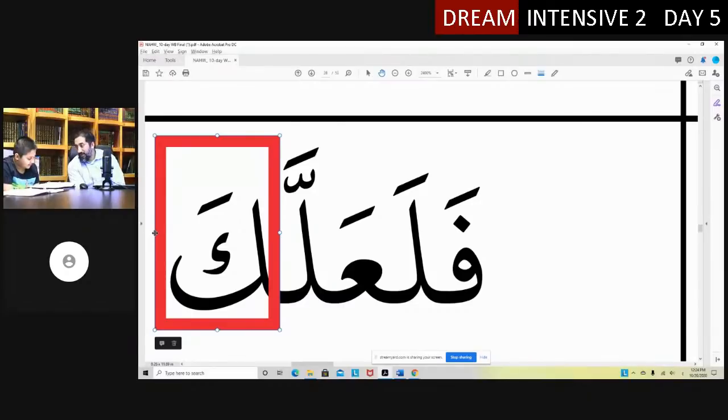So ka comes from anta, meaning you. La'alla means hopefully. What does la'allaka mean? Hopefully you. La'alla can also mean maybe. So then la'allaka would mean maybe you. La'alla can also mean so that. So that you. So there are different meanings of la'alla.